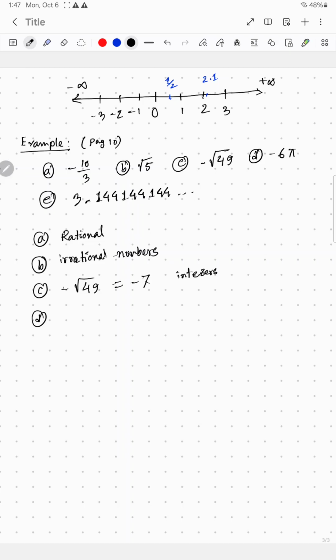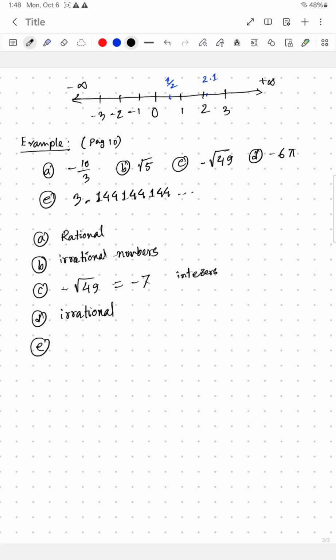Number D, it says negative 6 pi. We know that pi is irrational, so if we multiply 6 with it, that's still irrational. So this is irrational. Okay. Now the most important, number E, it says 3.144. So we have a repeating pattern.